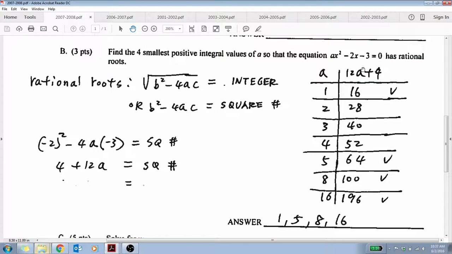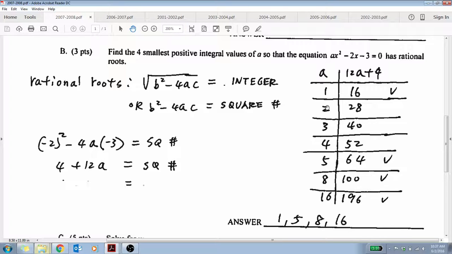So we look over here at this little table we created, 4 plus 12a. We're trying to find the values of a so that it will make it rational. Okay, so if I plug in, let's say, 1 for a, I'm going to get 12 times 1 plus 4, which gives me 16. So 16 would be a perfect square. If I take the square root, I get 4. So if a is 1, that would give me a perfect square as an answer. So I do that and try to find the four smallest positive integral values that will make this happen.